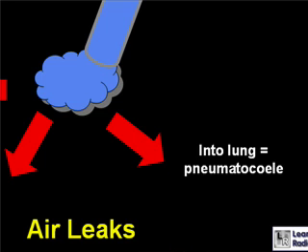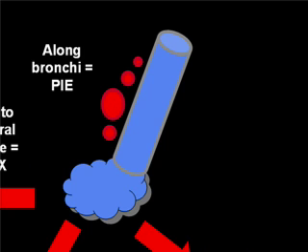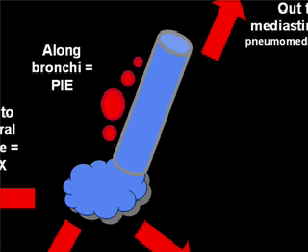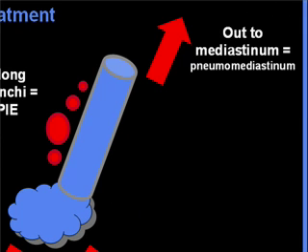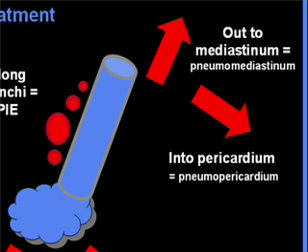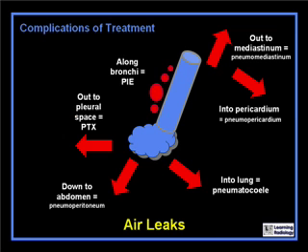Air can extend into the lung to produce a pneumatocele. Air can extend along the bronchus and lymphatics to produce pulmonary interstitial emphysema. Air can extend out to the mediastinum to produce a pneumomediastinum. Or air can sometimes extend into the pericardium to produce a pneumopericardium.